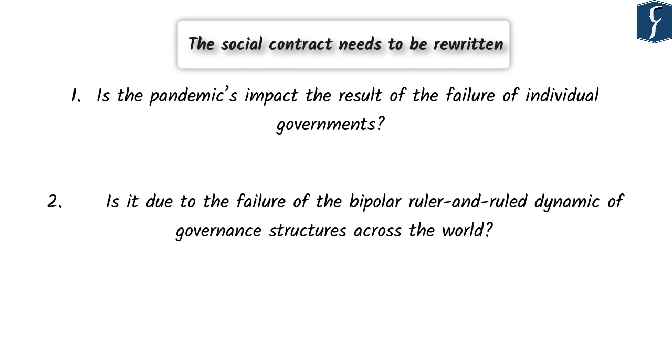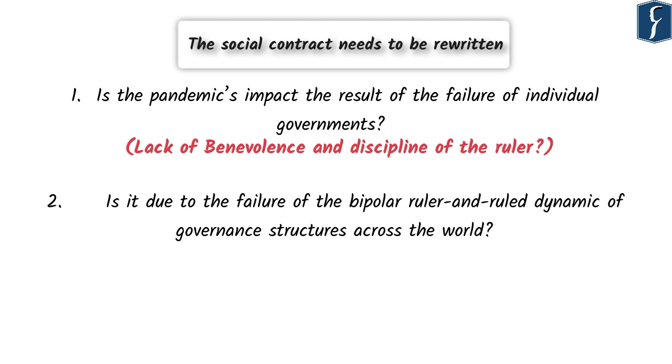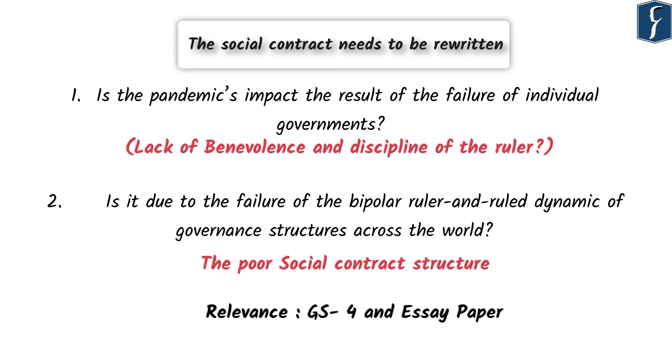Effectively, these two questions are, the adverse impact of COVID-19 pandemic is because of lack of benevolence and discipline in the ruler, or because of the poor social contract structure prevailing in the world. And then the article goes on to discuss in detail the social contract theories. The relevance of the discussion that we are going to have in this section will be more for GS paper 4 and essay paper.